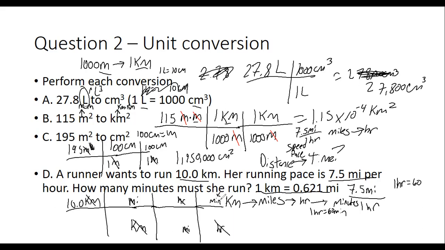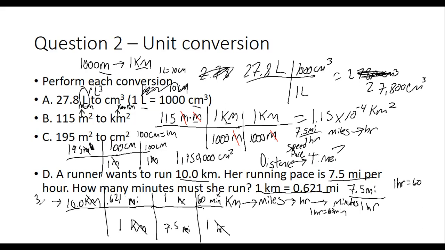So my conversion from kilometers to miles, 1 kilometer is 0.621 miles. All right, my conversion from miles to hours, that's my pace. I have 7.5 miles in 1 hour. My conversion from hours to minutes. For every 1 hour, I have 60 minutes. Done. Now I just need to multiply everything at the top, divided by everything at the bottom, and also be aware of my Sig Figs.